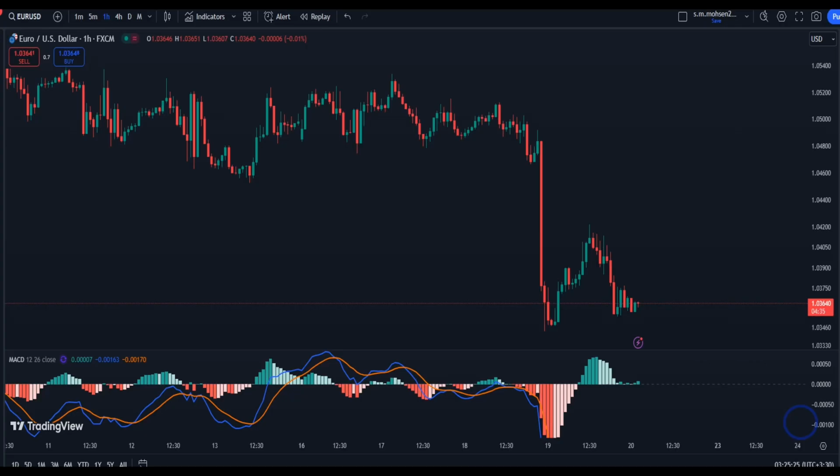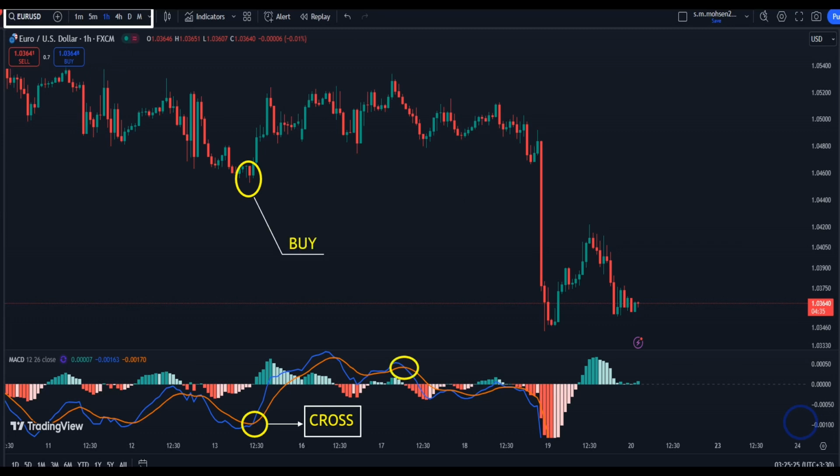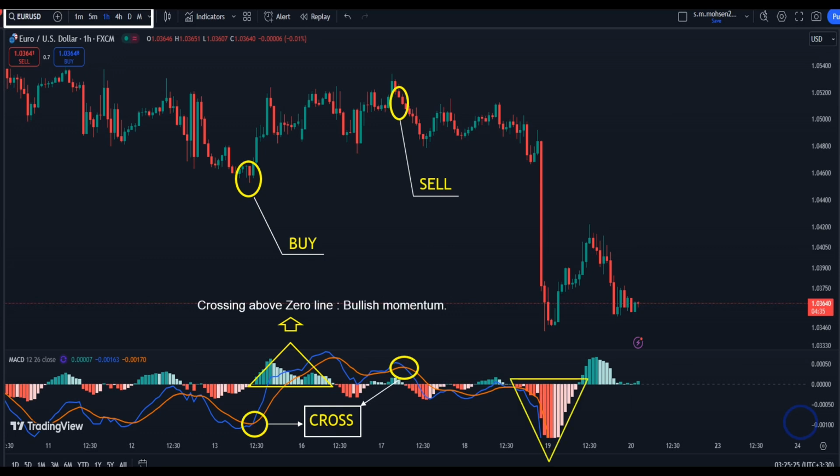This is the EUR/USD chart on the 1 hour time frame. First, we observe the crossover of the MACD line and the signal line, which led to a buy signal. Then we see another crossover leading to a sell signal, with the corresponding candles highlighted on the histogram. The crossing above the zero line indicates bullish momentum, while crossing below the zero line signals bearish momentum.